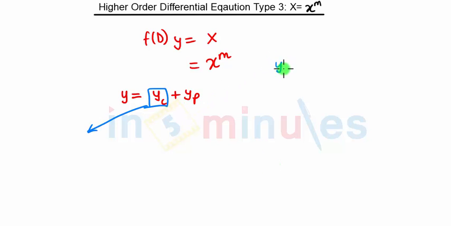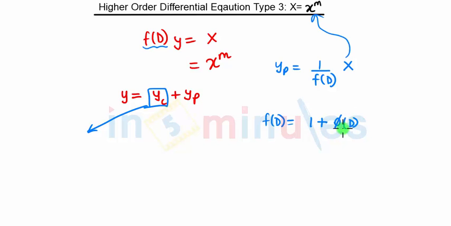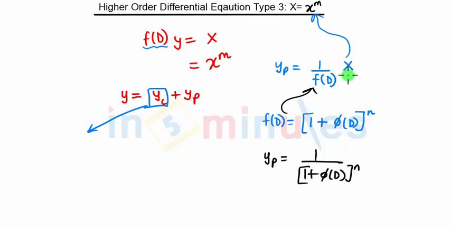In this case, our general yp is given by 1 upon f(D) into X, where X is nothing but x raised to m. In type 3, we represent f(D), which is a polynomial in D, such that it is [1 plus some other function phi(D)], the whole raised to n. When we substitute here, we will get yp as 1 upon [1 plus phi(D)], the whole raised to n, and instead of X, we write x raised to m. Then we take this denominator to the numerator, so it becomes [1 plus phi(D)] raised to minus n, into x raised to m.